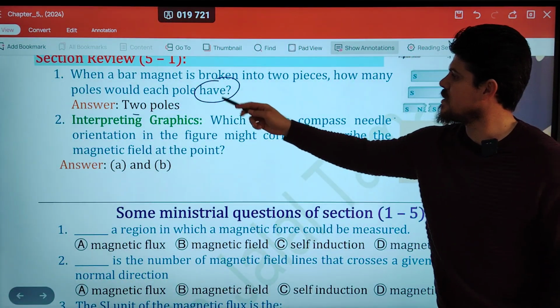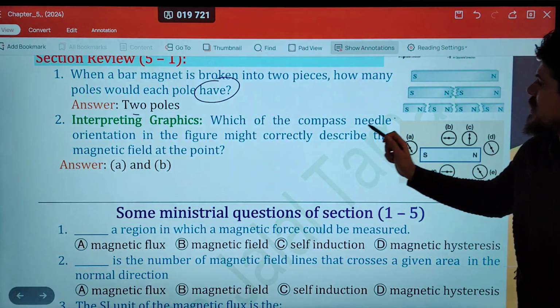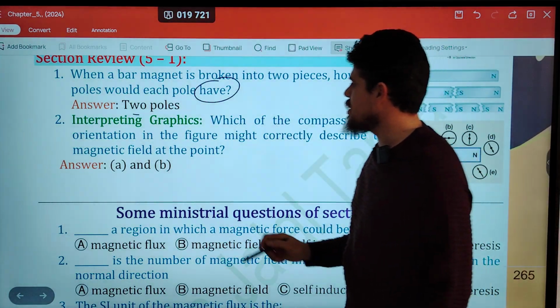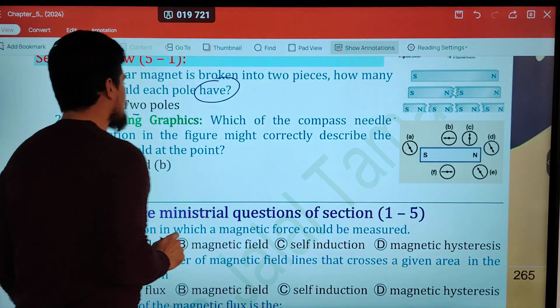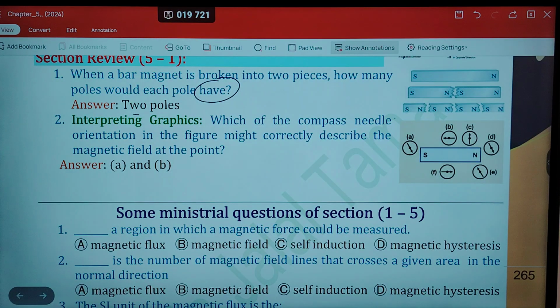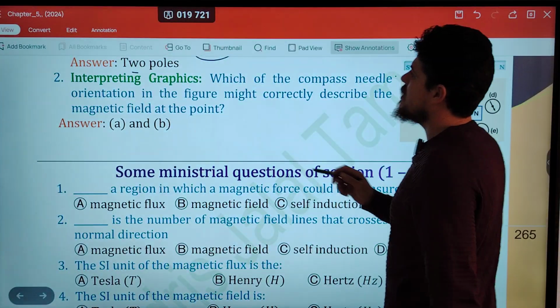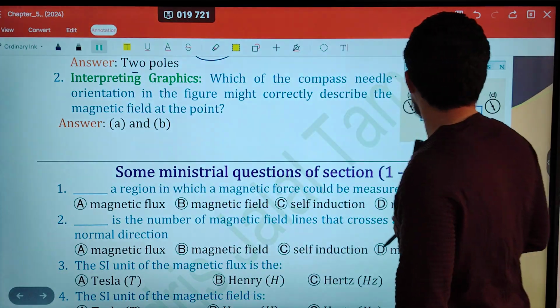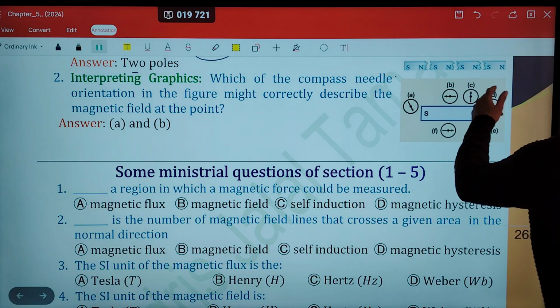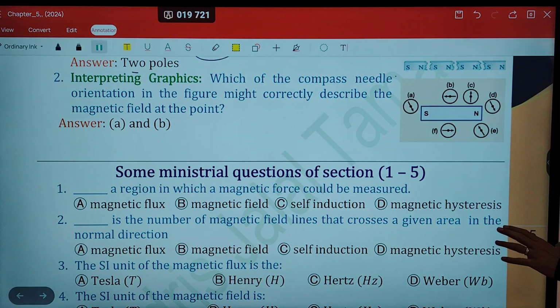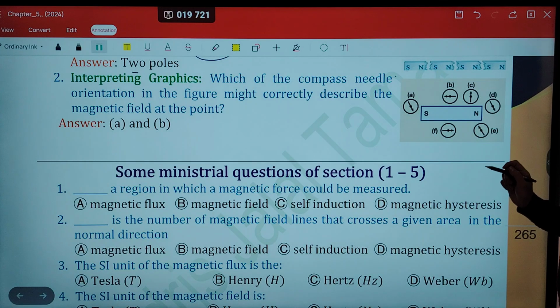Question 2: which of the compass needle orientations in the figure may correctly describe the magnetic field at the point? Guys, look. How many compasses do we have? We have 1, 2, 3, 4, 5, 6, 7. We have 7 compasses. This is north and this is south.